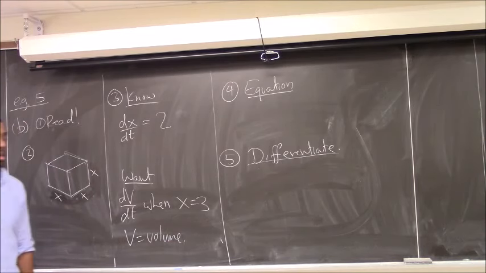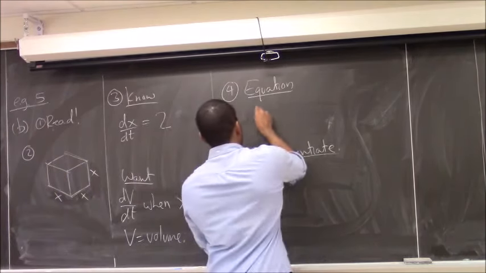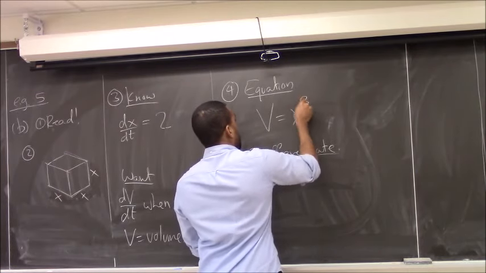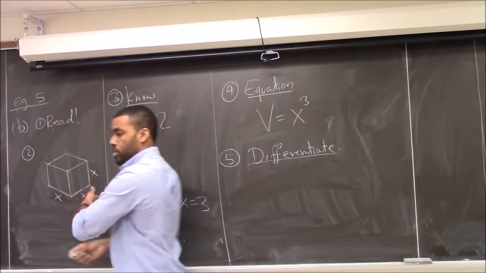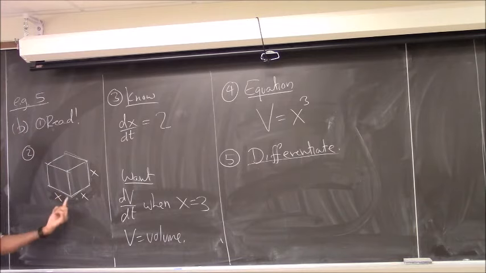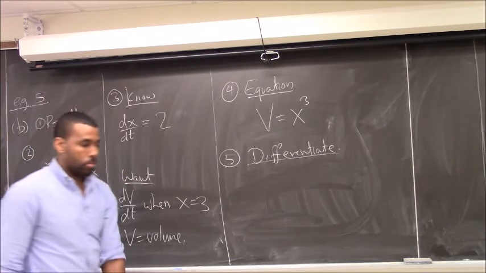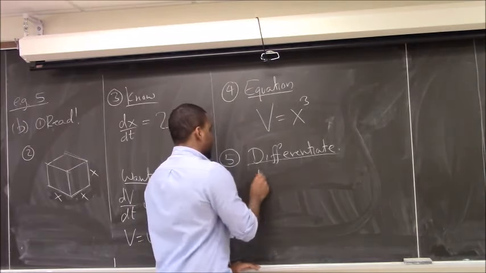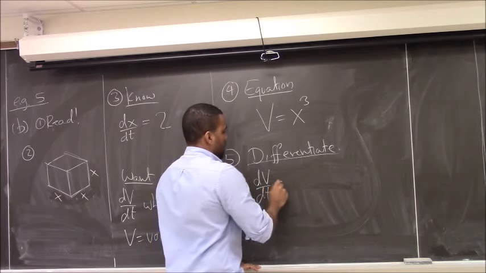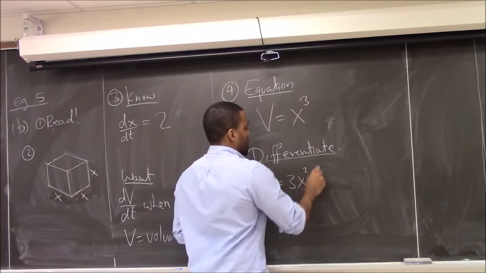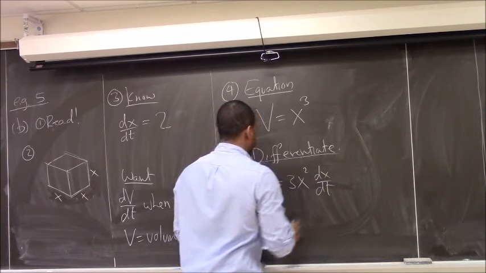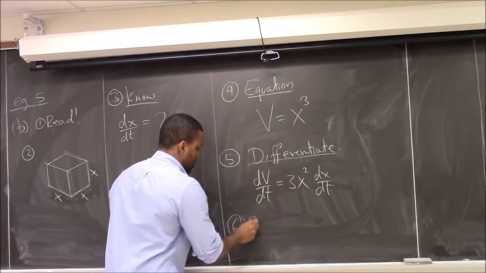So what's the equation? x cubed. Right, because the volume of a box is length times width times height, and here each is x times x times x, we get x cubed. And so now we differentiate that, that's dV/dt equals 3x squared dx/dt, which leads us to the following step where we're going to plug in.